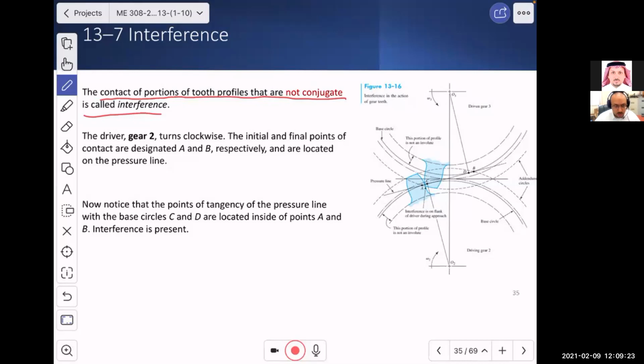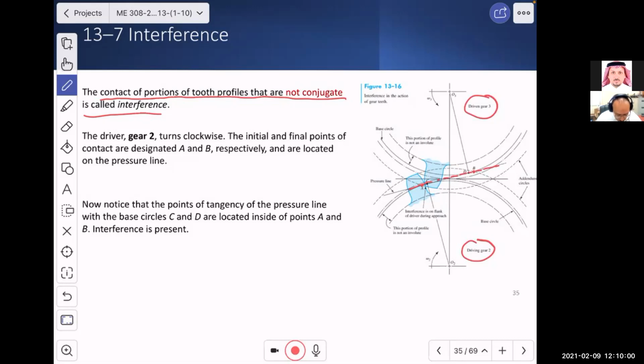Well, if you look at this gear, this is the driving gear. This is the driven gear. The initial and final points of contact are designated as A and B, and are located on the pressure line. Right, this is the pressure line over there, which is something we know now. While the motion is set, all of the contact points as the gears move are always on the pressure line. That's what we agreed on.